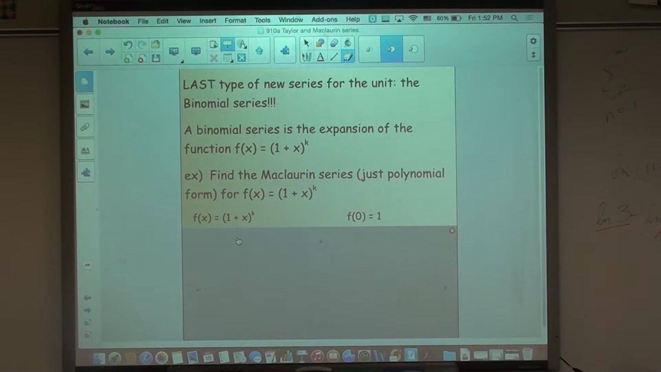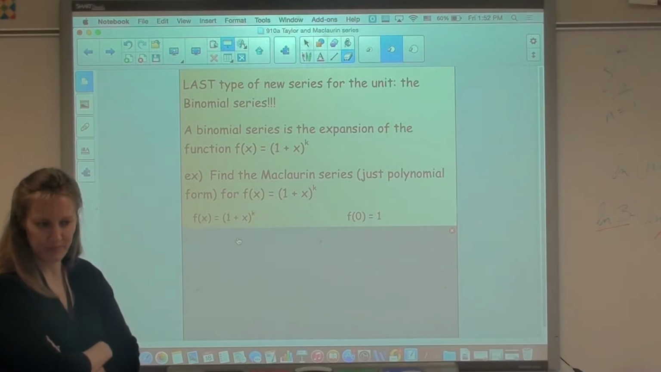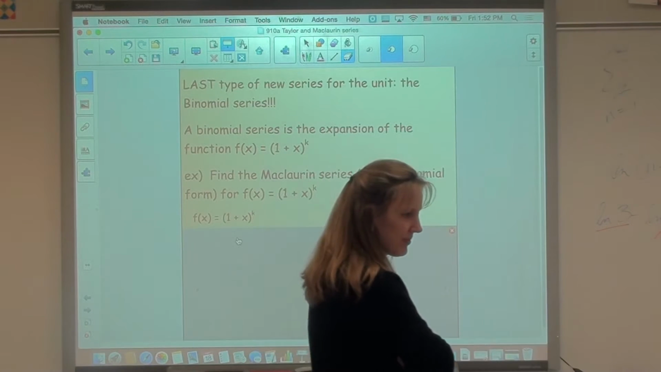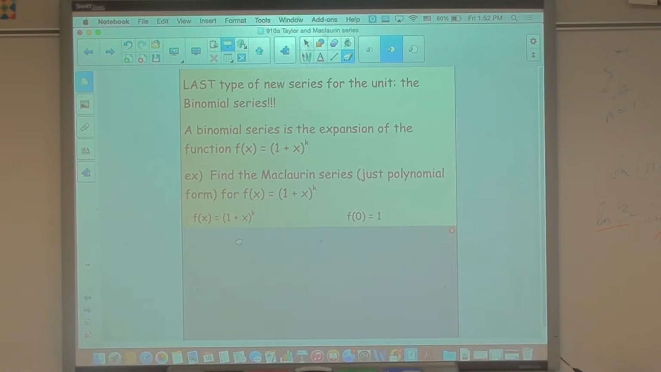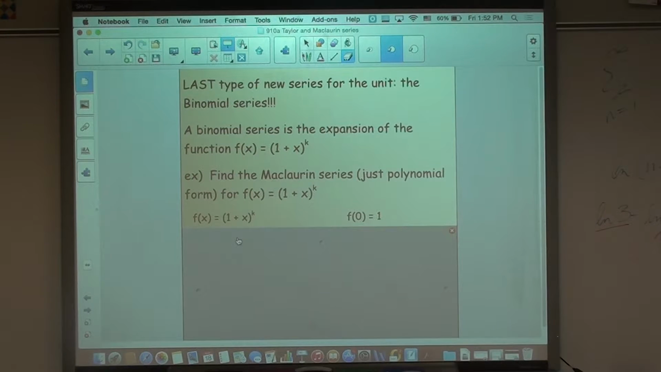So once you've got your first few derivatives evaluated at x equals 0, see if you can go ahead and write out the polynomial. Oh, okay, if you have factorial, yeah, perfect. And now what you want to do is plug in a 0 for all your x's and see what you're left with.